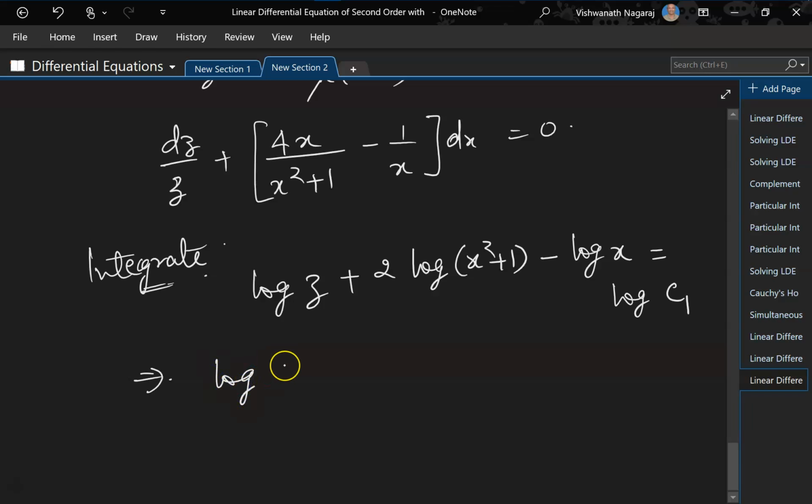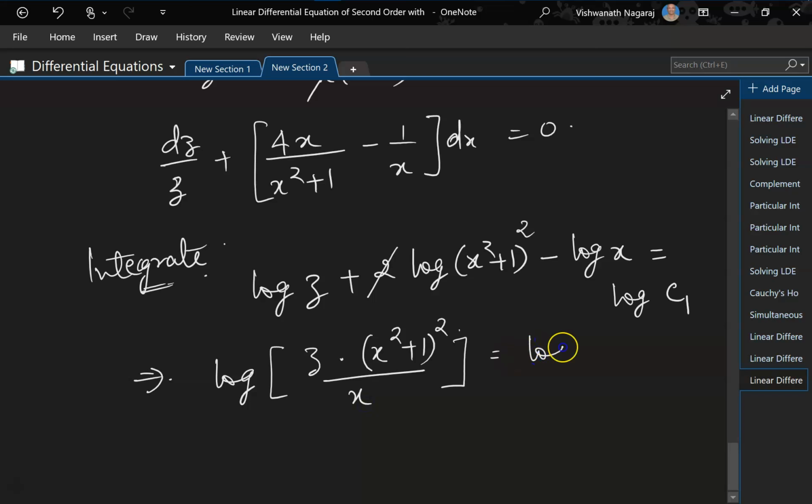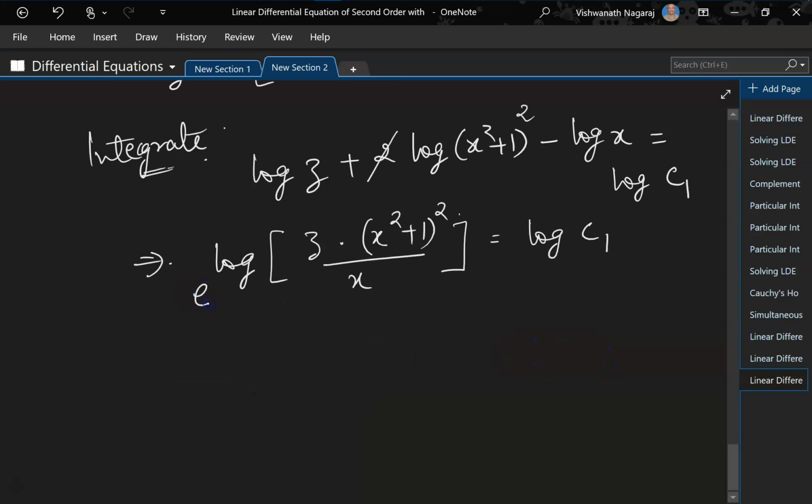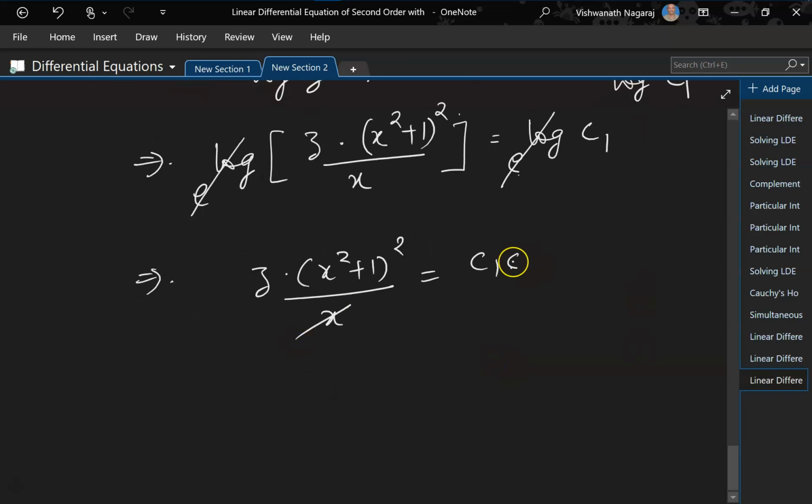Now remember we can combine the logs. So log of z, since it is plus, it becomes multiplication. But before that, this 2 can be taken up. So this becomes times x square plus 1 the whole square. This is minus, which means it goes into the denominator, is equal to log of c1. Now we exponentiate both the sides. So e and log get cancelled. So now z times x square plus 1 square by x is equal to c1, or z is equal to c1x by x square plus 1 square.